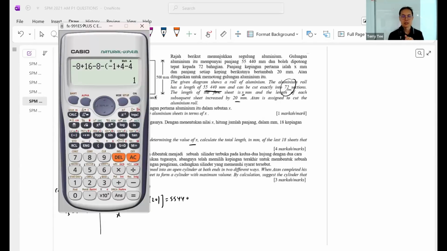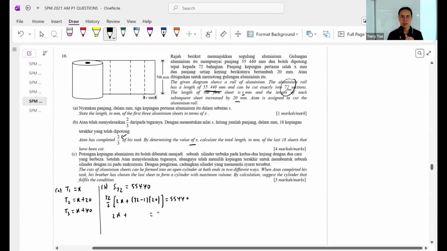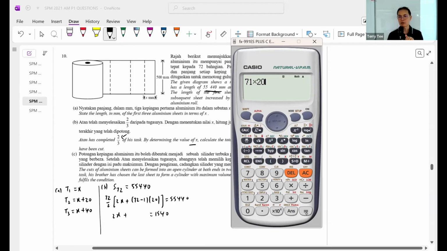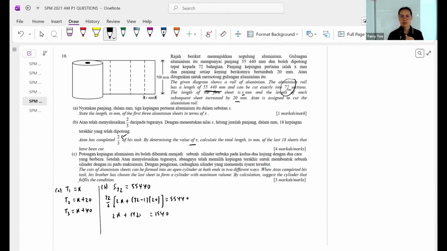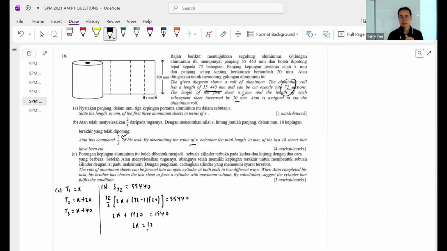Okay, let me do one by one. First, I take 55440, I divide by 72 divided by 2, which is 36. Okay, 1540. So this is 2x plus this one. 72 minus 1, 71 times 20, 1420. So 1540 minus 1420, 120, you divide by 2. Let me write slowly. 120. What's your x? x is 60. So what does that mean? That means the first sheet has a length of 60. Then you increase the length, plus 20: 80, 100, and so on.